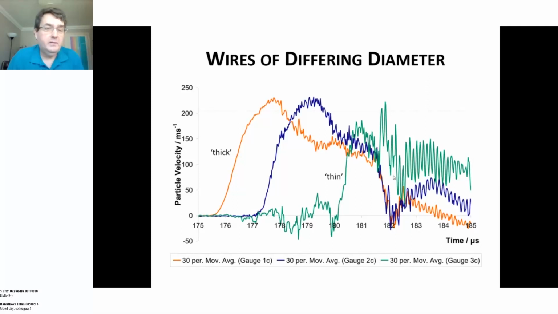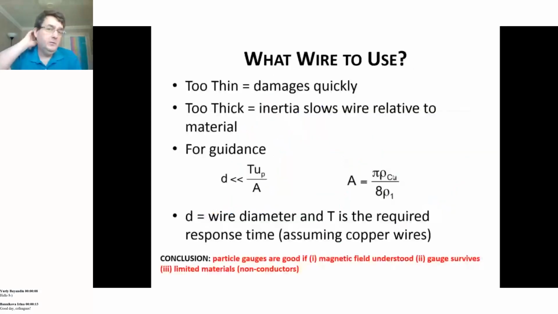What you find is you've got thick wires, went to the 200 meters per second or so impact velocity very quickly. Thinner wires got there a little bit quicker. Too thin a wire had a lot of noise, and that was because that wire was being very badly abused by the material it was mounted in. So what wires can you use in particle velocity gauges? Well, too thin, damages too quickly. Too thick, the inertia of the wire slows the wire relative to the material.